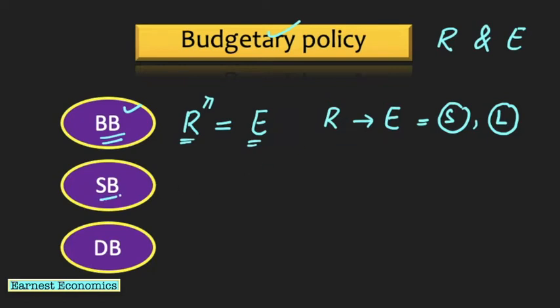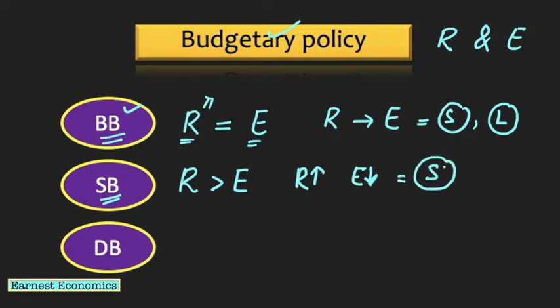Now let's come to the second, the surplus budget. What is a surplus budget? When revenue is greater than expenditure, then we call the budget a surplus budget. Obviously the government is receiving more revenue, and in comparison to revenue, it is making less expenditure. It has a surplus of funds with it, because part of the revenue that it receives from the economy, it is not spending back on the economy, it is just keeping that amount with itself. So there will be a surplus in this case, therefore it is called a surplus budget.